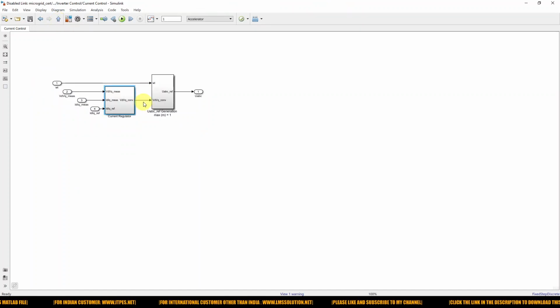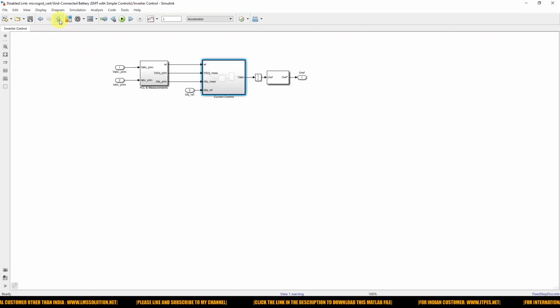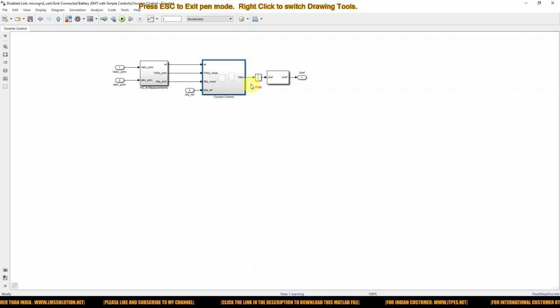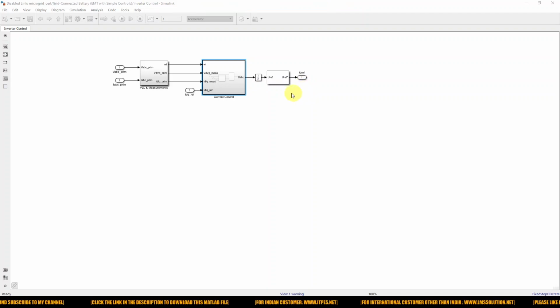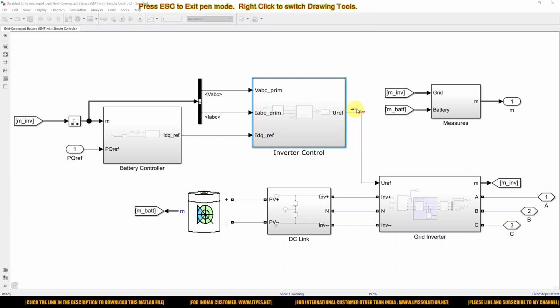Next we need to convert the VDQ control signal into ABC form. Here we use a DQ to ABC conversion. After that, the actual ABC control voltage or control signal is processed by a PWM generator, and then it generates the pulse for the inverter. Here we are getting that pulse, and this pulse will be given to the grid inverter.